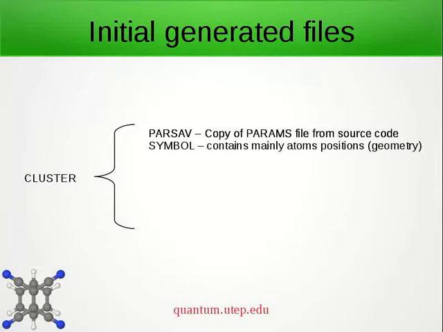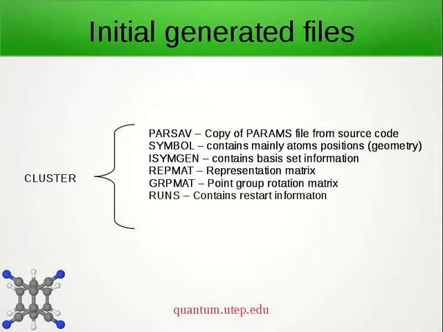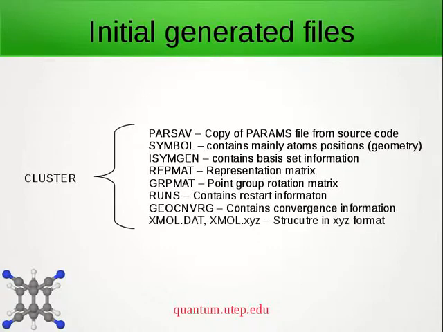The ISIMGen file contains the basis set information; RepMat is the representation matrix; GRPMat is the point group rotation matrix; runs contains the restart information; geoconverge shows at the end whether the calculation has converged or not; and xmol.dat and xmol.xyz hold the structure in XYZ format. The difference between those two files is that xmol.dat contains the atom definitions in numbers and xmol.xyz contains the atom definitions in letters. There's also a file called PSP when you're using pseudopotentials.